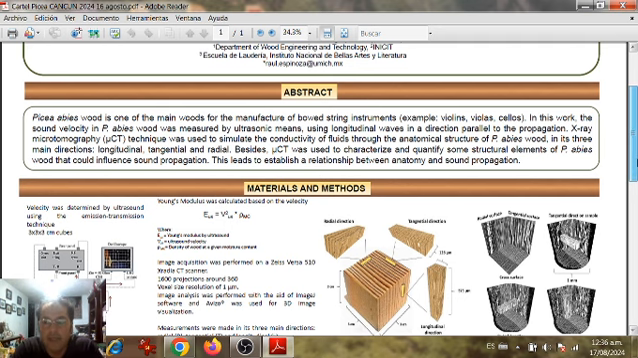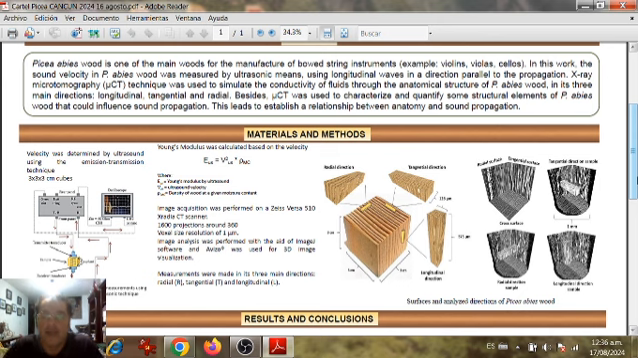So this work mainly evaluates the velocity by ultrasound using samples with a size of 3 by 3 by 3 centimeter cubes. So we obtain from that the Young modulus, calculated based on the velocity of transmission of sound throughout the wood samples.